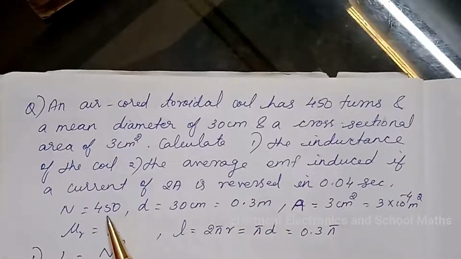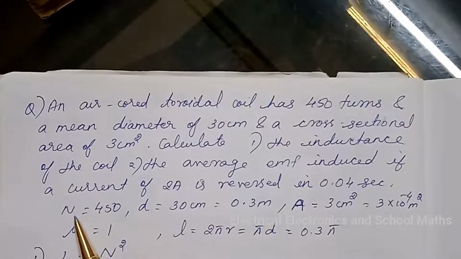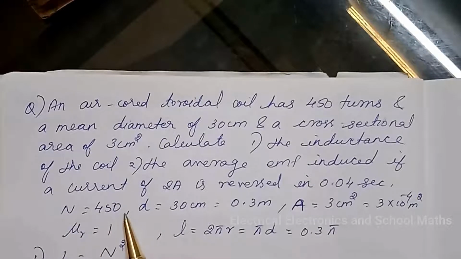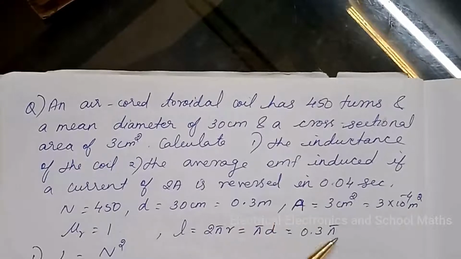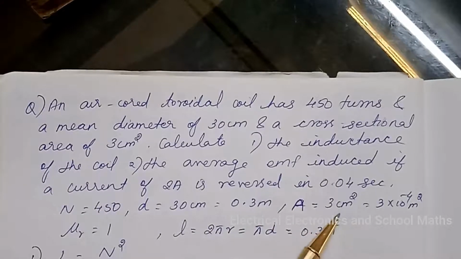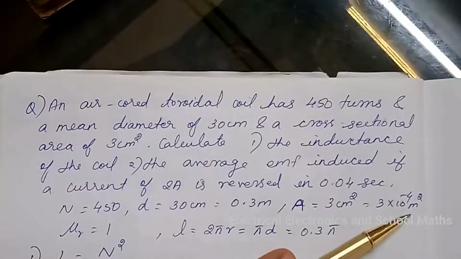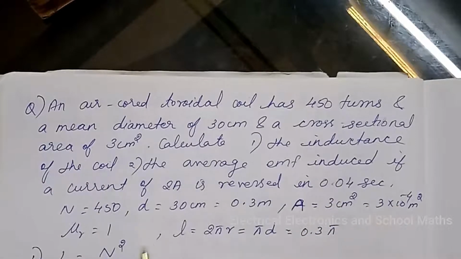First of all, write down the given data and convert into SI unit, that is N is given, that is number of turns 450, diameter 30 cm, that is 0.3 meter, area of cross section 3 cm square, 3 into 10 raised to minus 4 meter square.